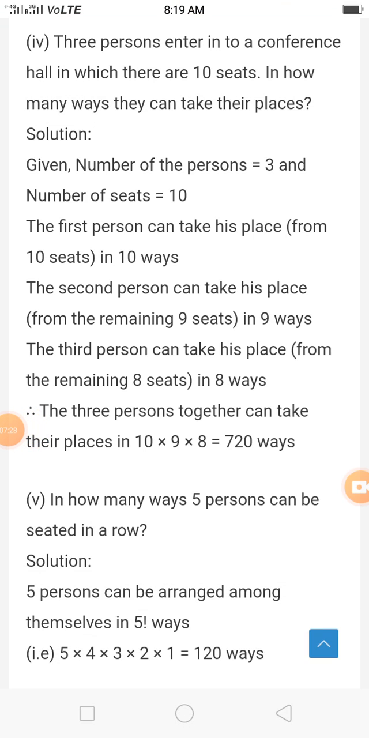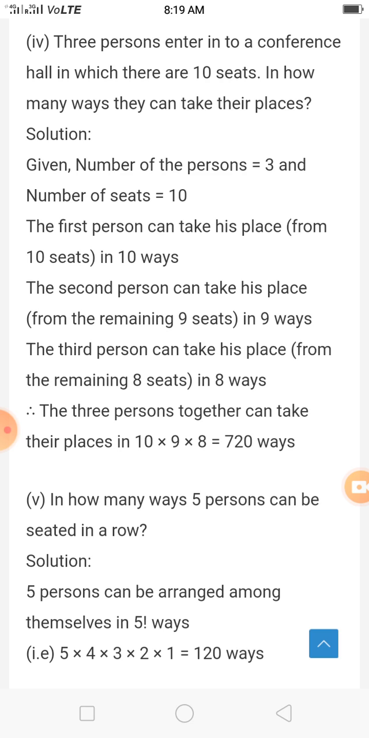Then, 3 persons enter into a conference hall in which there are 10 seats. In how many ways can they take their places? So 3 persons enter one room, and there are 10 seats available. How many ways can they take their places? The number of persons is 3, the number of seats is 10.